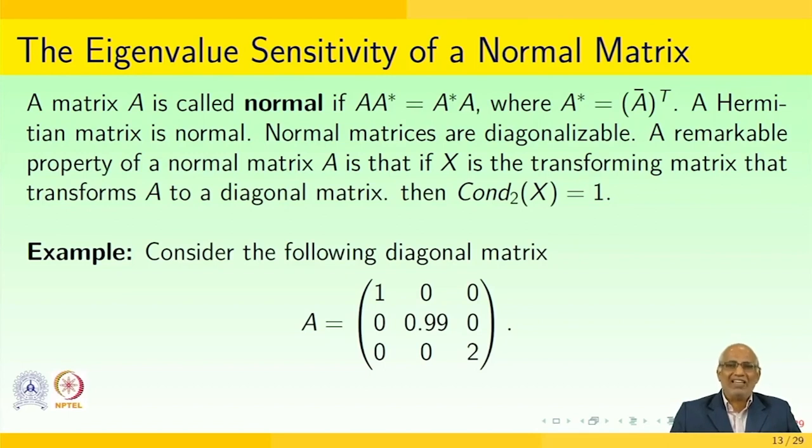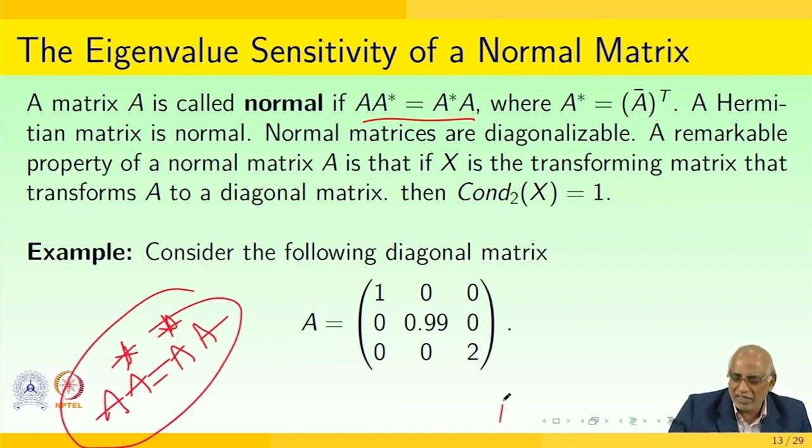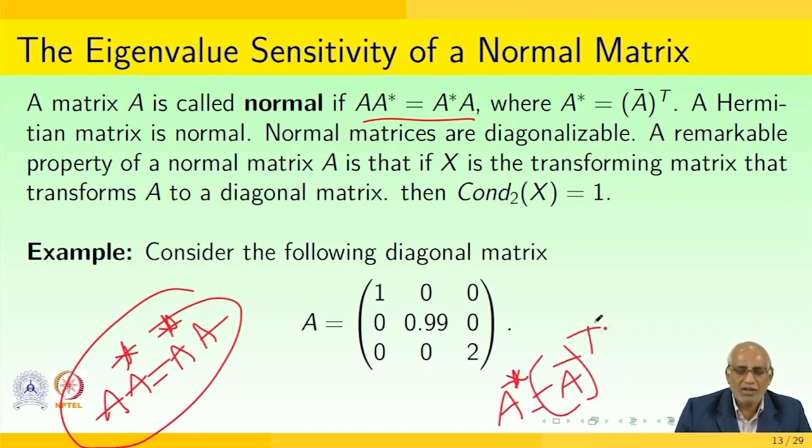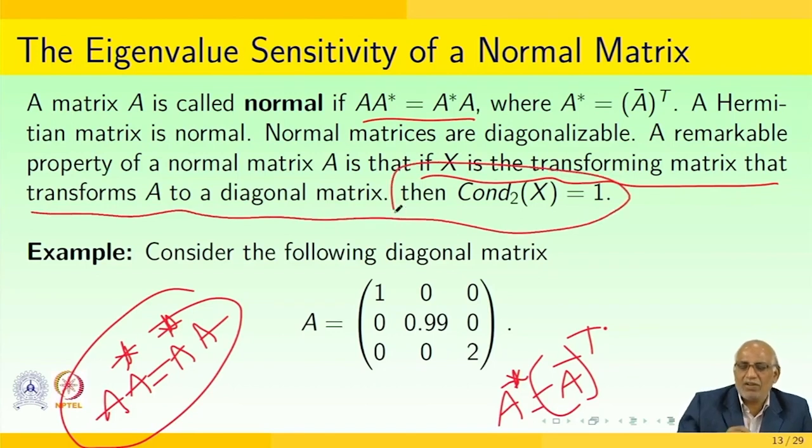A matrix A is called a normal matrix if A times A star is equal to A star times A. What is A star? A star is nothing but A bar transpose. A Hermitian matrix is normal. Normal matrices are diagonalizable. A remarkable property of a normal matrix A is that if X is the transforming matrix that transforms A to a diagonal matrix, then the condition number will become 1.